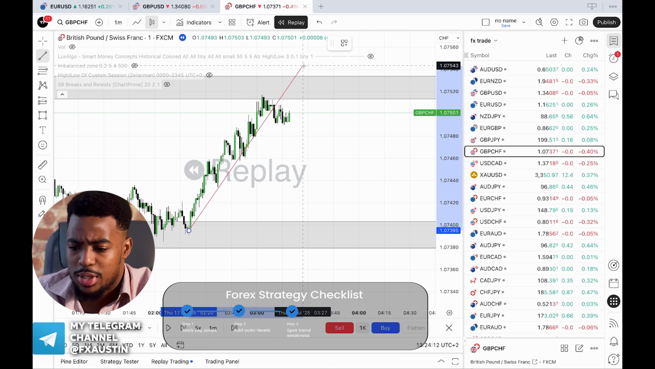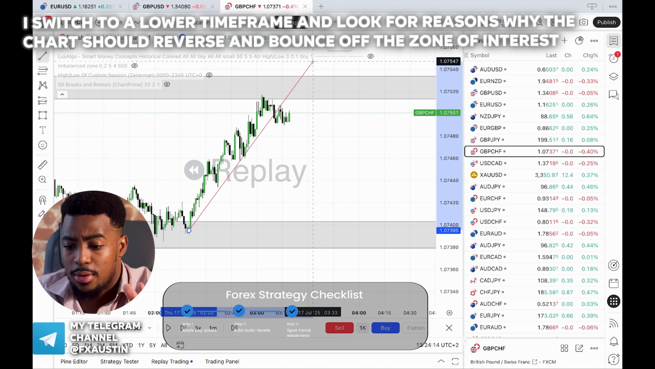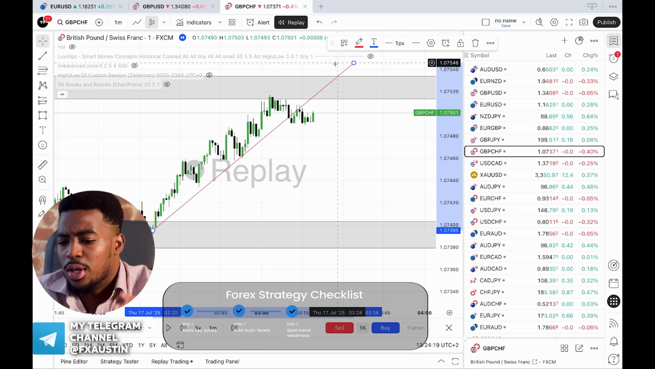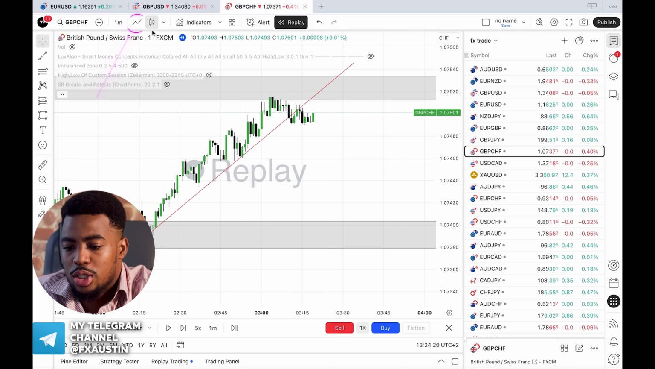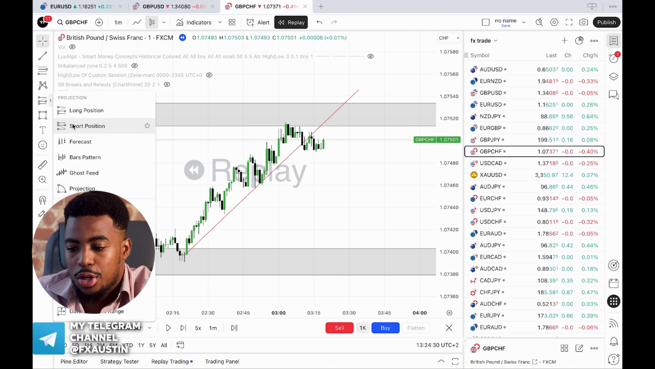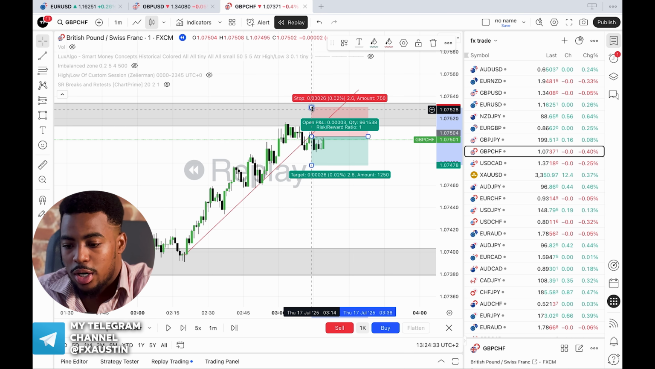I switch to a lower time frame and look for reasons why the chart should reverse or bounce off the zone. It's easiest to do this using a trend line. You can switch to a line chart type to more accurately set the trend line. Here, I would enter a trade after the breakout and retest.